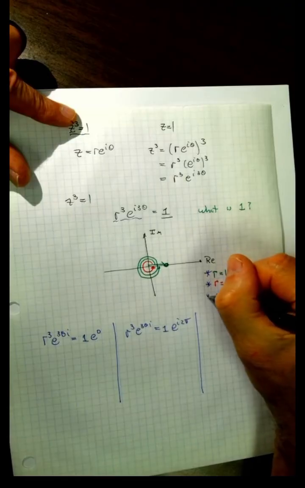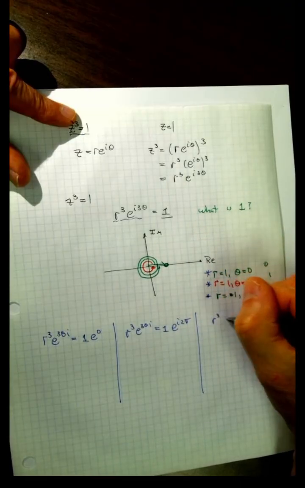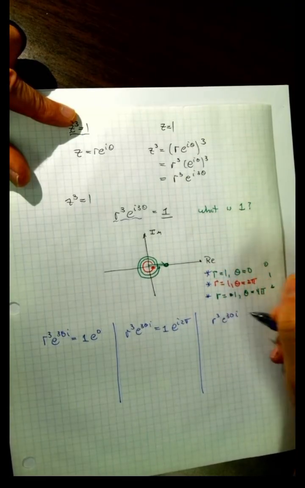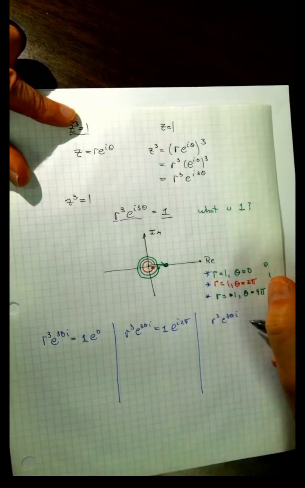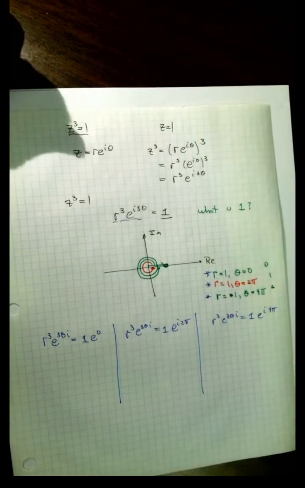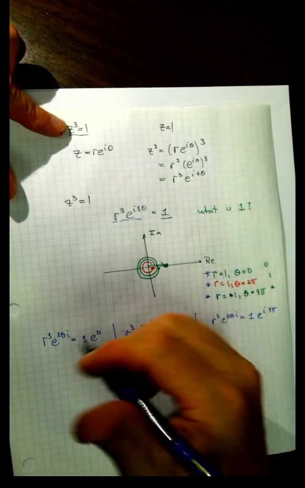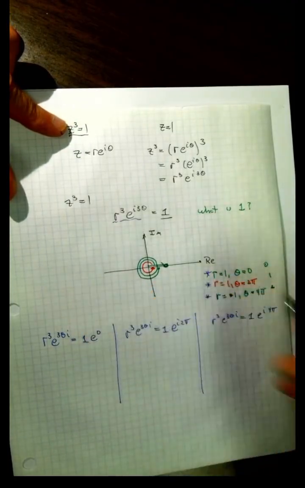And finally, I can go with this. All right, so my z cubed is that. And this is 1 e to the i 4 pi. And now I can work with each of these things separately.